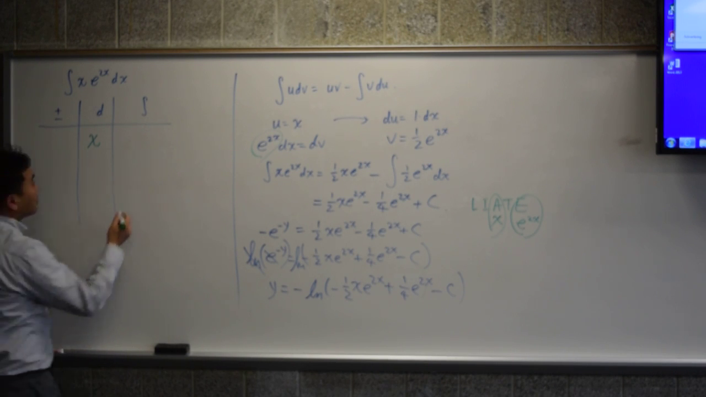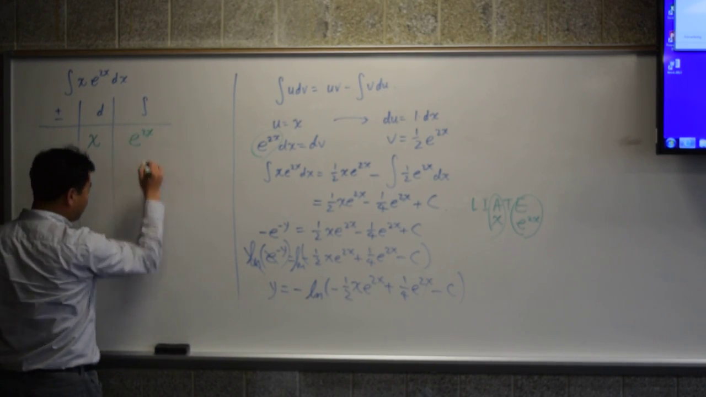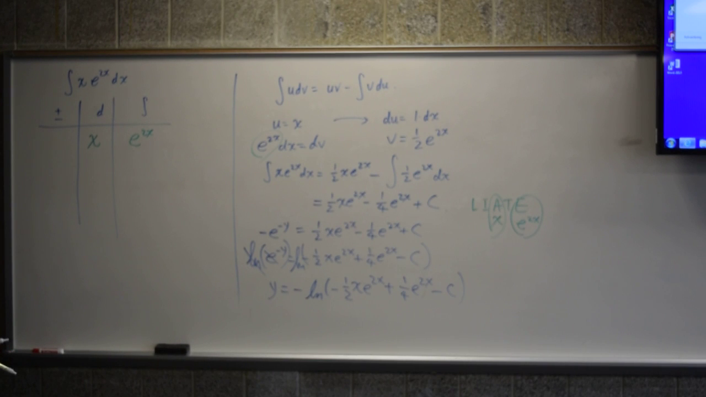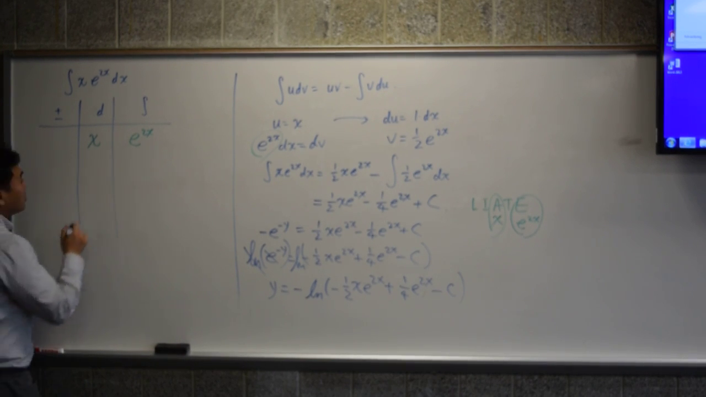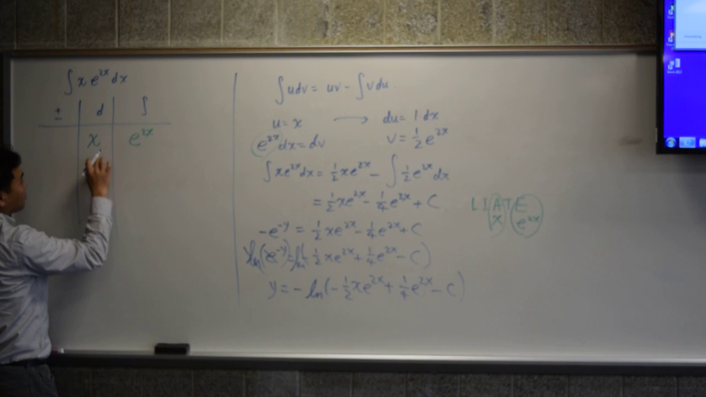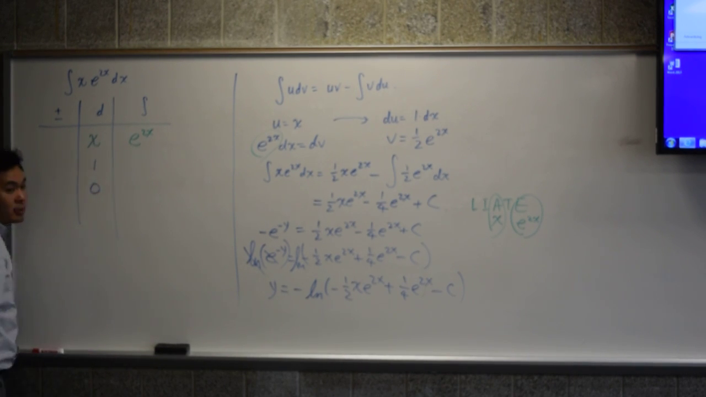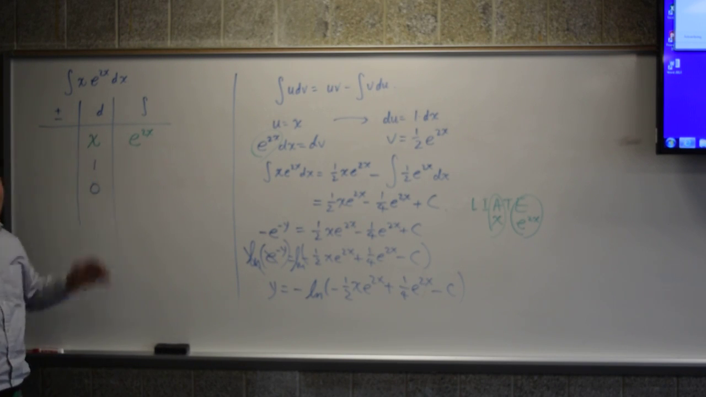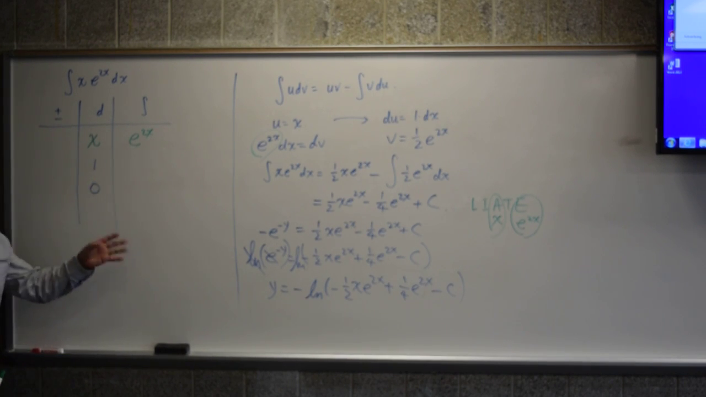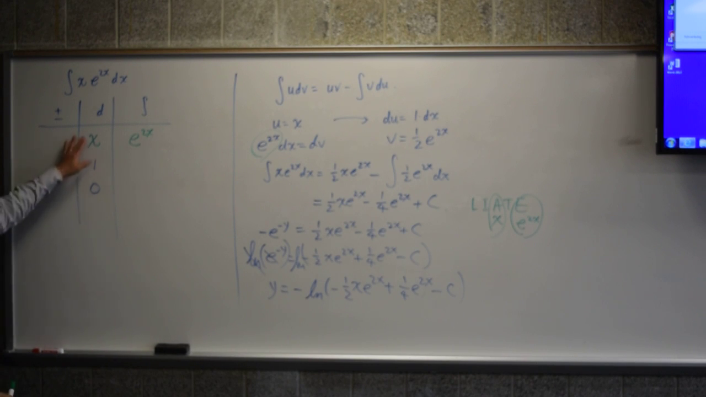All right, so I'm going to choose e to the 2x here. Now once you have chosen the functions, you start differentiating. x differentiates to 1, 1 differentiates to 0. The easiest case is when you have 0 at some point. If you hit a 0, then you stop. There are cases where you don't get 0. In that case, there are various prescriptions, and it gets a little more complicated, but we'll talk about it when we get there. So we get x, 1, and 0.